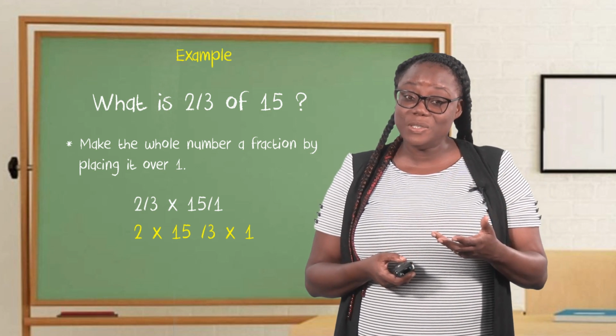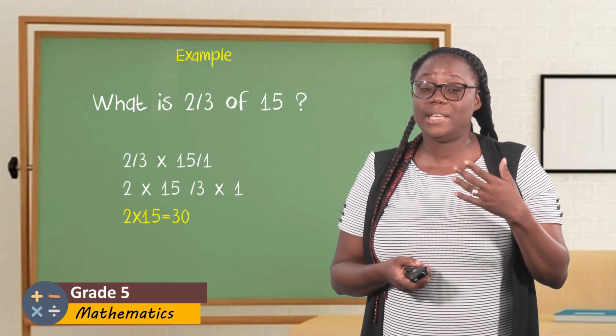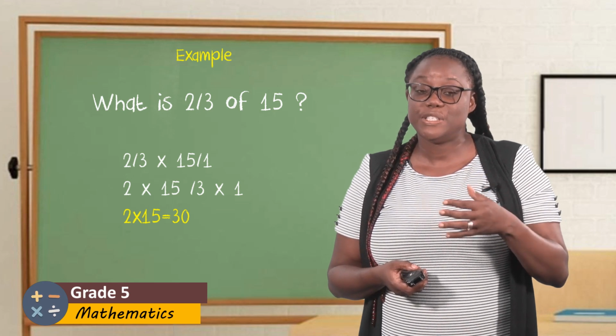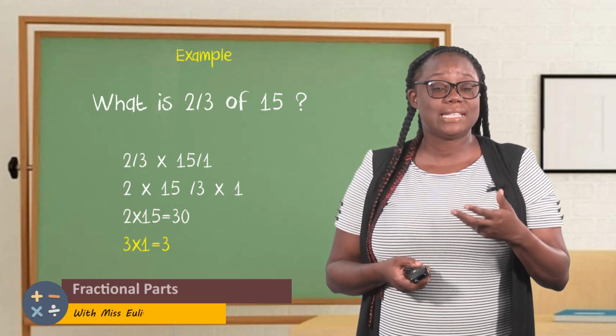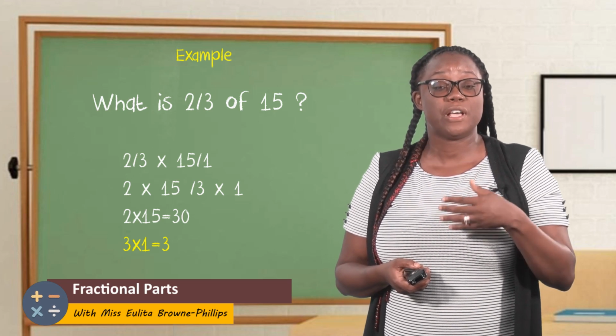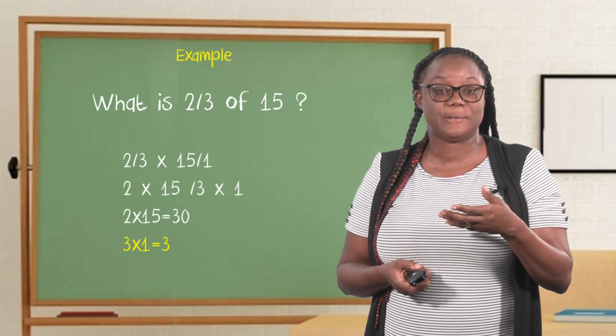So let's continue to work. 2 times 15 will give us 30. So 30 becomes the numerator. 3 times 1 will give us 3. So 3 becomes the denominator.